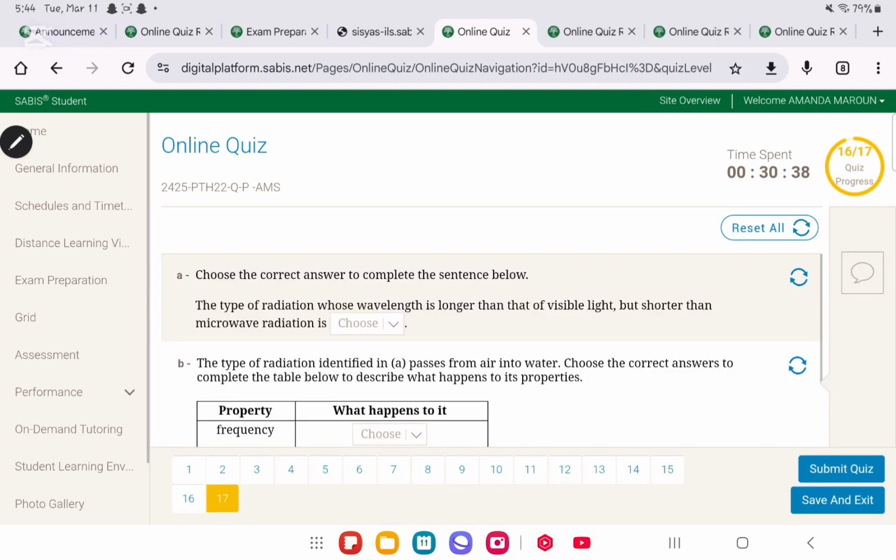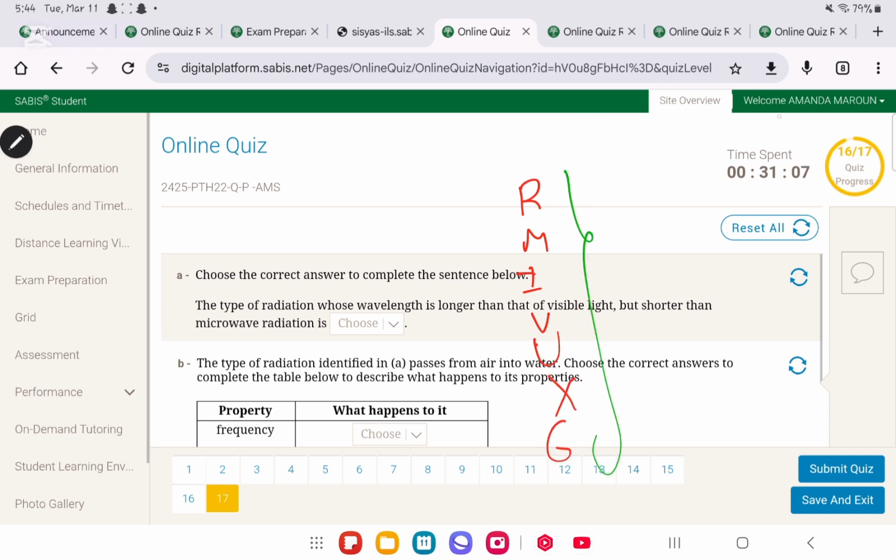Now finally we move on to question number 17. They said the type of radiation whose wavelength is longer than that of visible light but shorter than microwave radiation. You have to memorize radio wave, microwave, infrared wave, visible light, then we have ultraviolet, then we have X-rays and gamma rays. Keep these in mind. So they said which wavelength is longer than that of the visible light but shorter than the microwave.